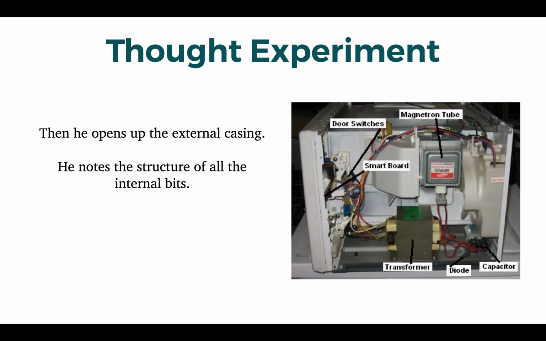Okay, so now he decides he's going to open up the external casing. Okay, what's in here? What is this thing made out of? So he notes the structure of all of the internal bits and pieces and doohickeys and things, right? What is this most going to be like? The structure of things and how they connect. This is probably similar to neuroanatomy and neurophysiology. Okay, we want to look at how the brain is built and how the different structures of the brain connect to each other and communicate with one another.